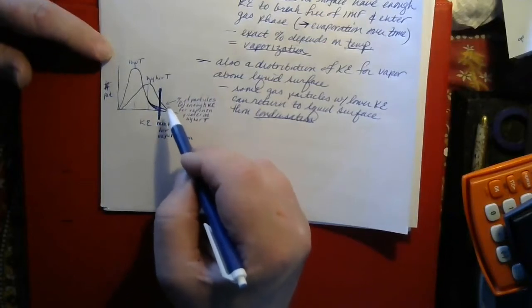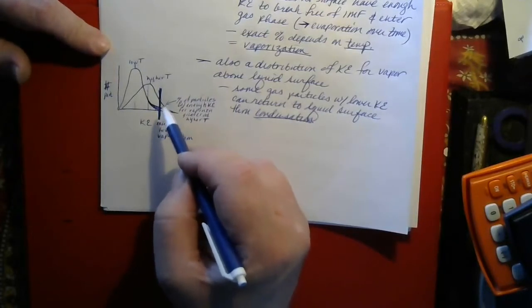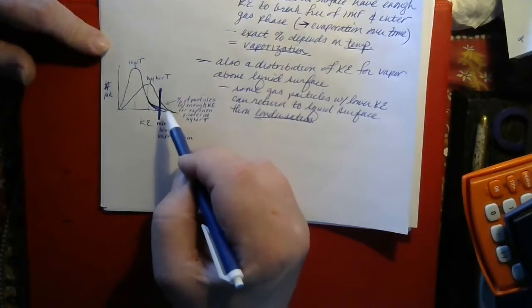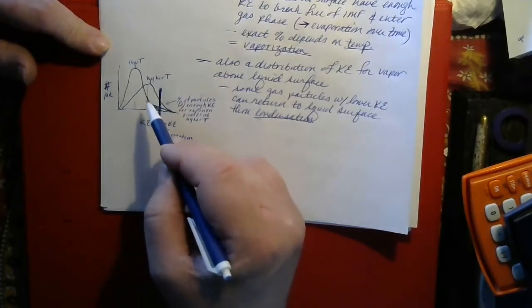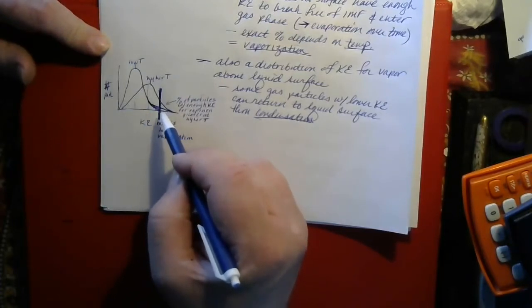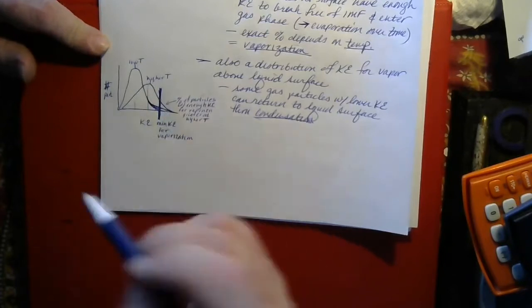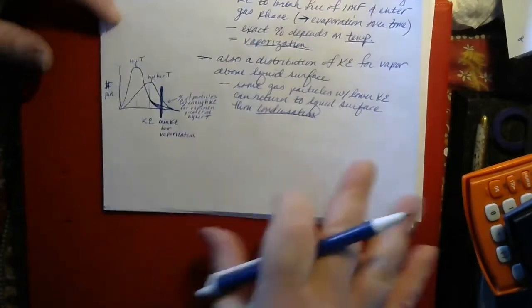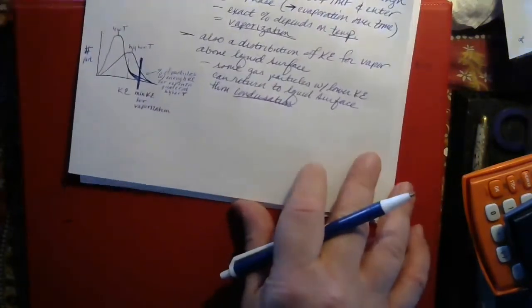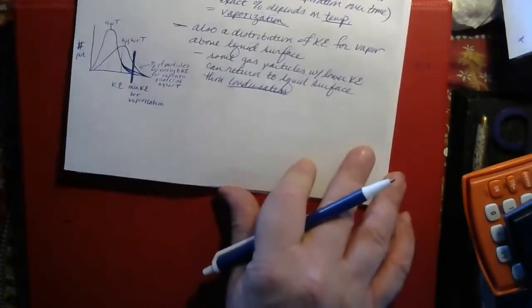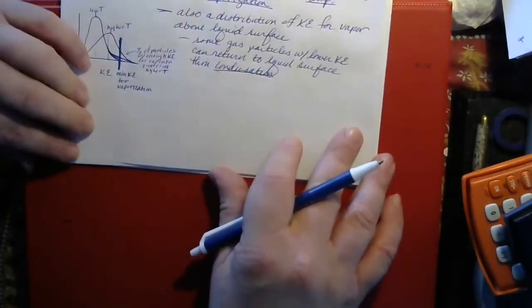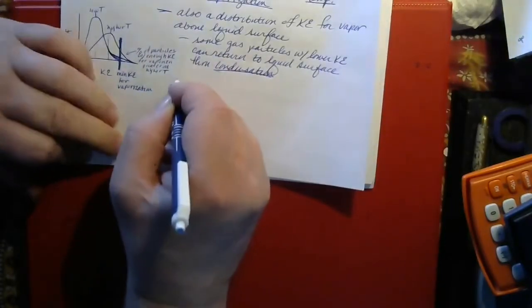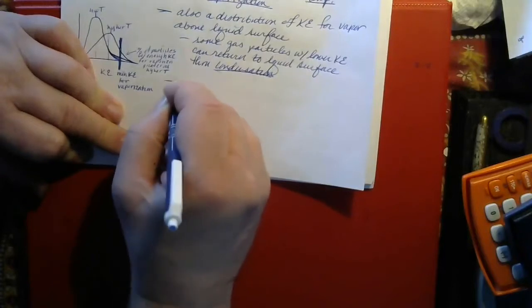And so there's a much larger number of molecules at the higher temperature that have enough energy to be vaporized, whereas at the lower temperature, there's a very small number of molecules that have enough energy to be vaporized. And so that's why the way to speed up vaporization is by raising the temperature, or one of the ways anyway.